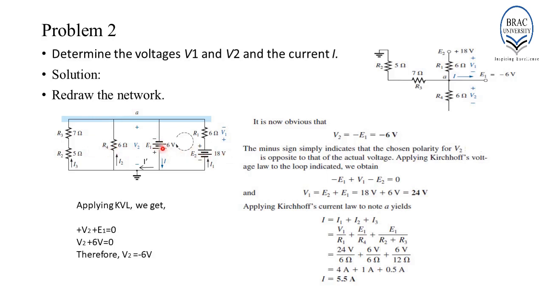Thus, using the voltages and the value of the resistances, we can easily determine the current flowing across these three branches. Hence, we can determine I using KCL.